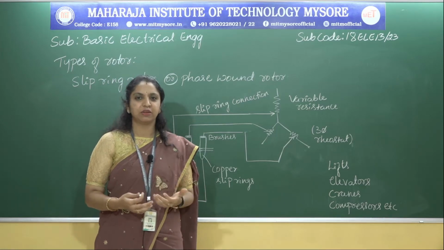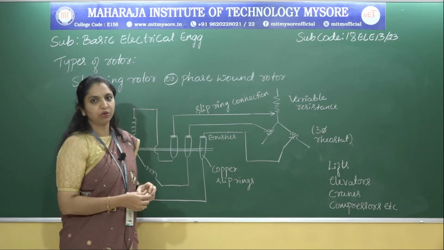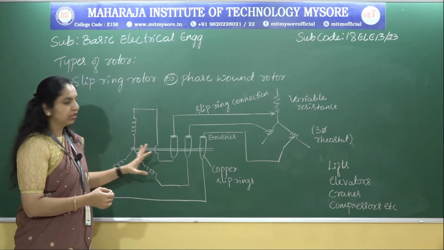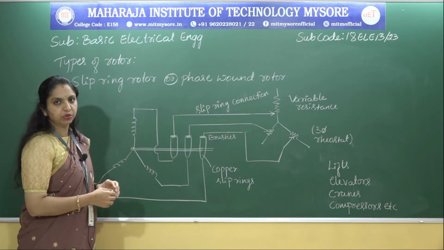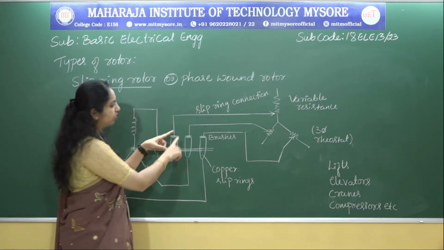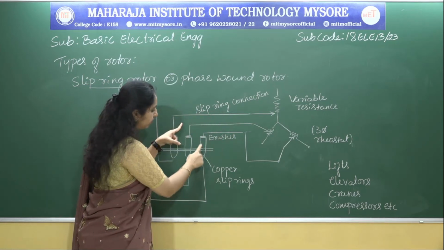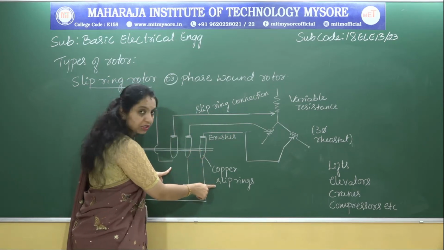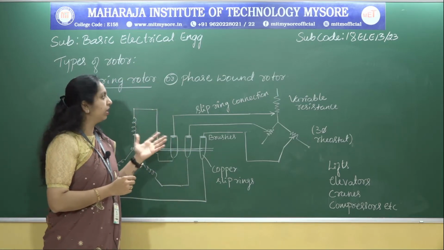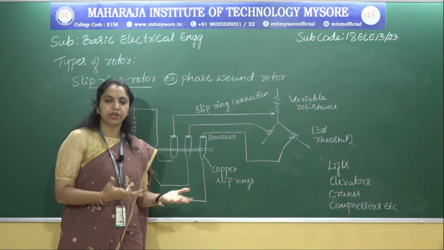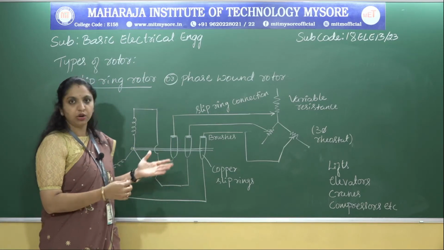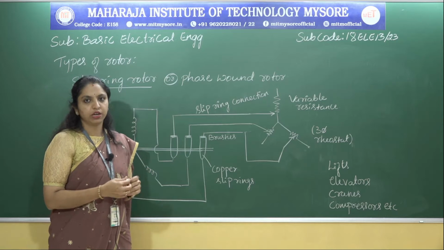Next we shall see another type of rotor, the slip ring rotor, which we also call the phase wound rotor. You can see the figure here. It is named the slip ring rotor because we have the slip ring connection. You can observe the copper slip rings, and since the circuit is made with the slip rings, it is named the slip ring rotor. As I have already explained for the squirrel cage rotor, here also the rotor core is cylindrical with slots cut around the periphery to accommodate the rotor conductors.